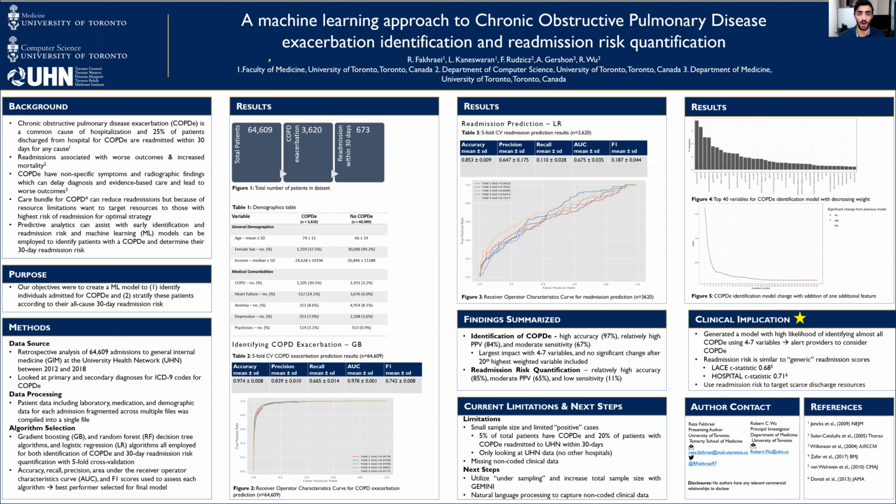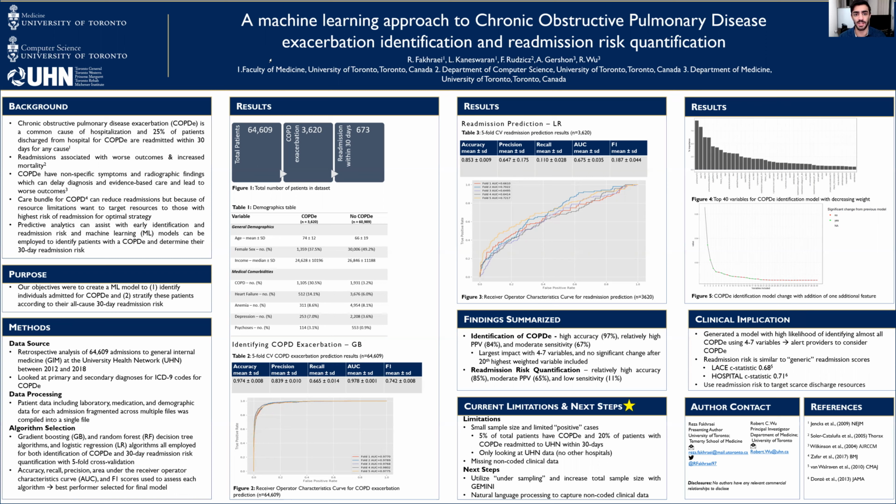We hope to use our models to alert providers early to consider COPD exacerbation. And since our readmission risk calculator performs similarly to existing generic readmission risk calculators like LACE and HOSPITAL scores, we hope to also utilize it to target scarce resources to those at highest risk of readmission.